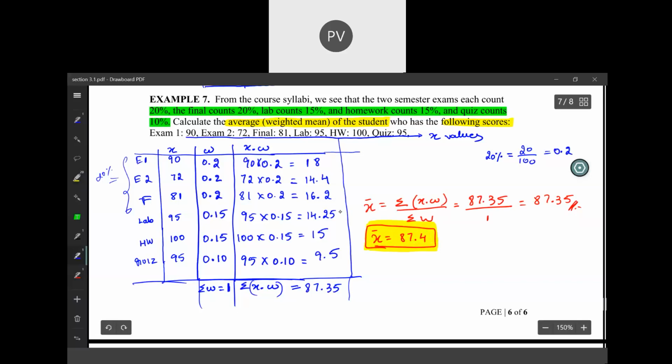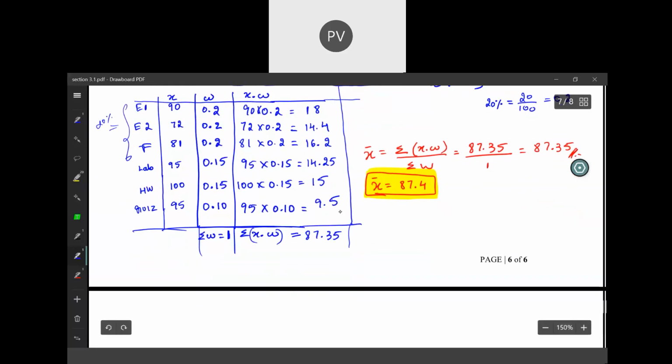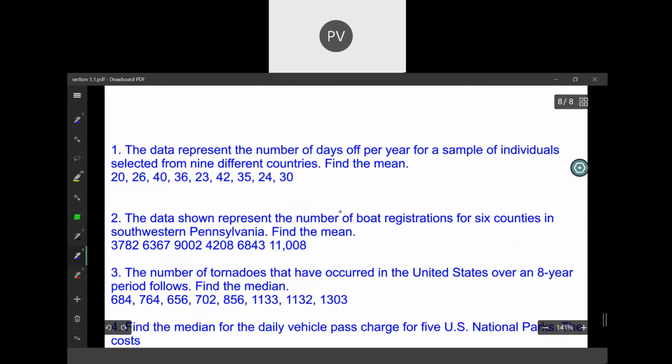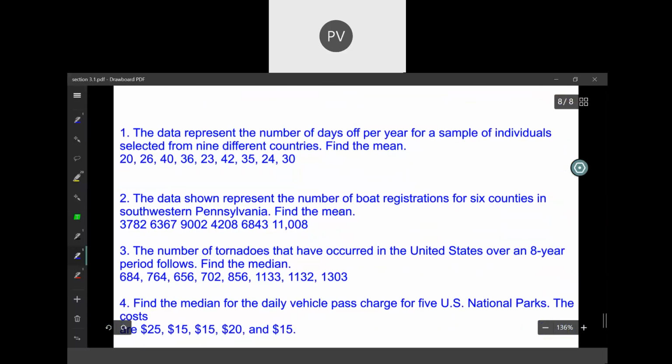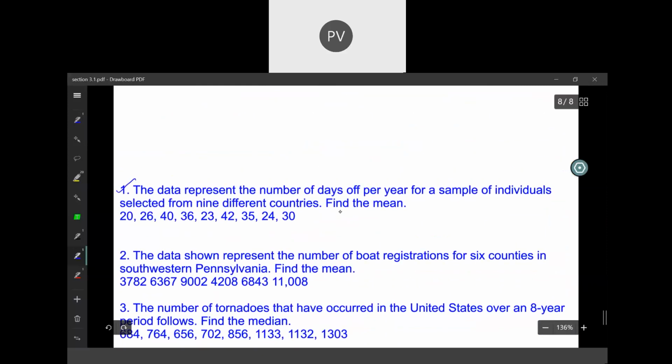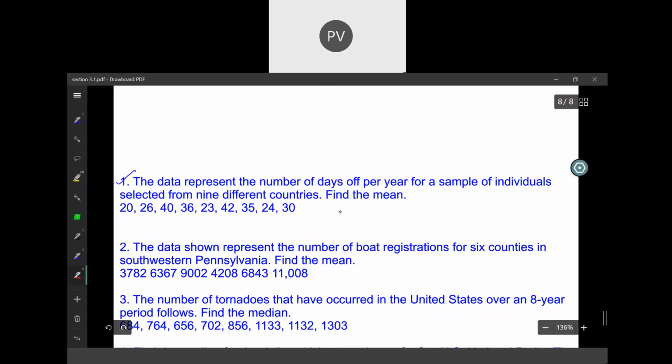So this is how you compute the weighted mean. Now here are examples which I want you to do now. Find the mean for this data set first and let me know the answer.